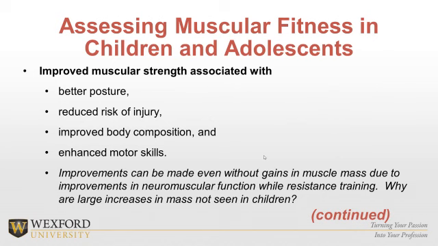Now, a lot of these improvements can be made even without the gains of muscle mass due to improvements in their neuromuscular function, i.e. motor learning, while resistance training. Now, why are large increases in muscle mass not seen in children? Because they haven't gone through puberty yet and they don't have high levels of testosterone. They can increase a little bit of muscle mass, but they can also get increases in connective tissue strength like bones, ligaments, and tendons without a lot of gain in muscle hypertrophy. But you can really improve their neuromuscular responses and neuromuscular function.